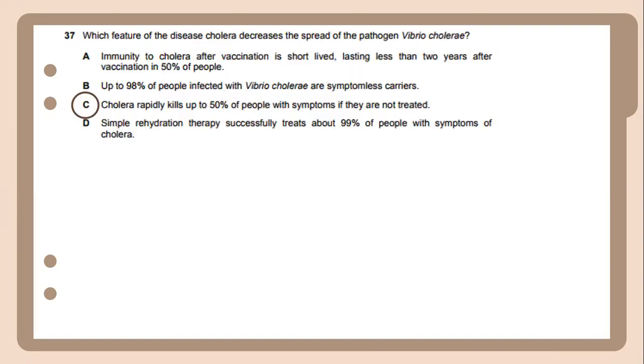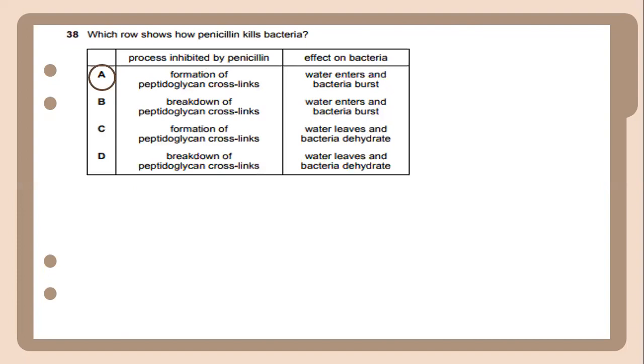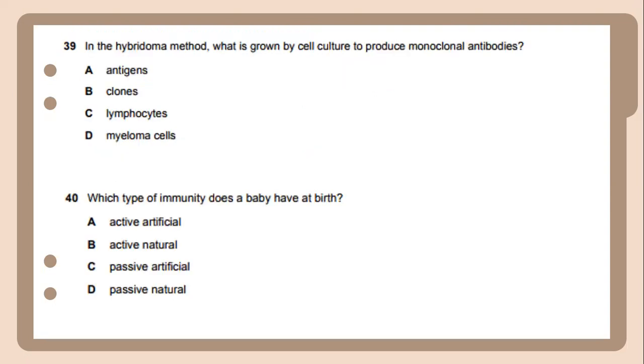37. Which feature of the disease cholera distinguishes it from diseases that spread like viral cholera? Cholera rapidly kills up to 50% of people with symptoms if they are not treated. And which row shows how penicillin kills bacteria? The process inhibited by penicillin is the forming of peptidoglycan cross-links, and the effect on the bacteria is that water enters and the bacteria burst.